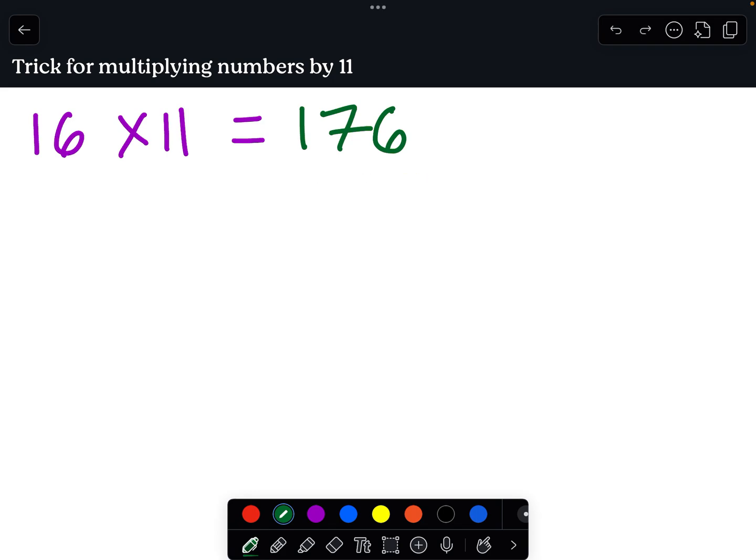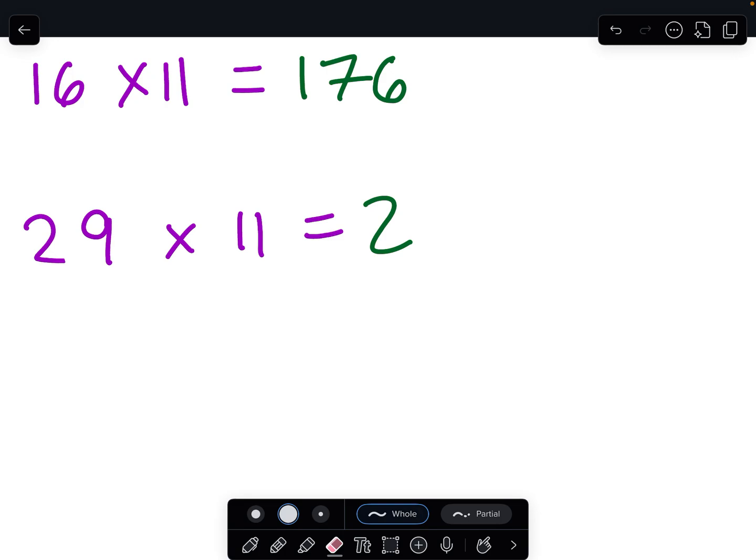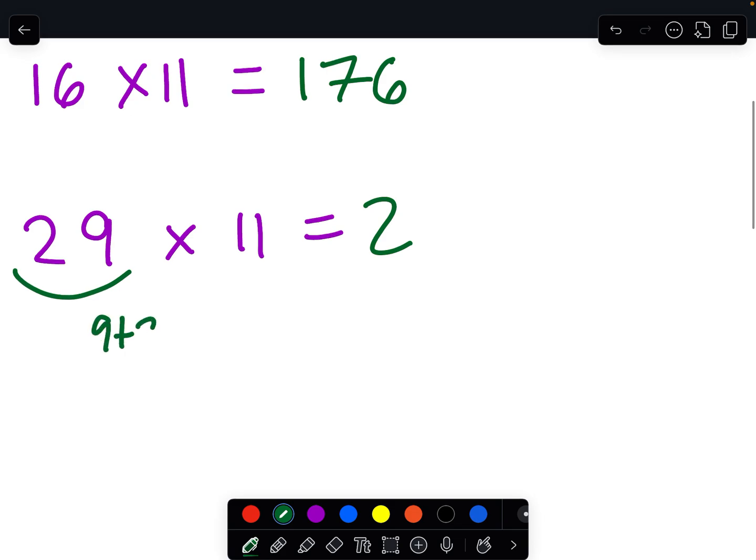Pretty neat, right? Now, you might be asking, what about when the numbers get even larger? Here 6 plus 1 equals a one-digit number, but what about if they equal a two-digit number? Let's check it out. Let's do 29 times 11. We're going to follow the same principle. First number, there we go. Then we are going to add 9 plus 2. What does 9 plus 2 equal? Well, it equals 11, right? So 9 plus 2 equals 11.